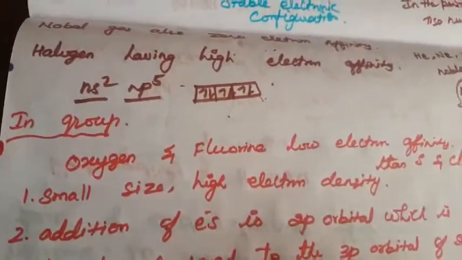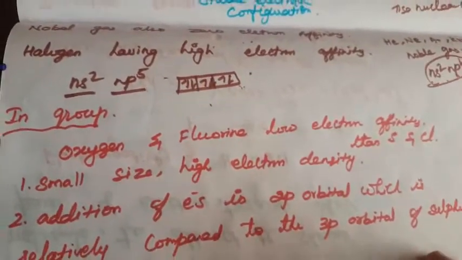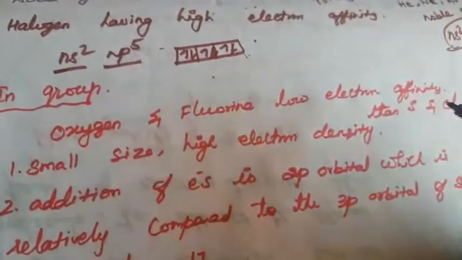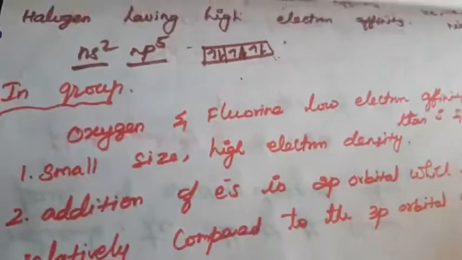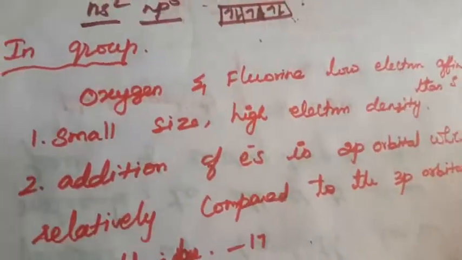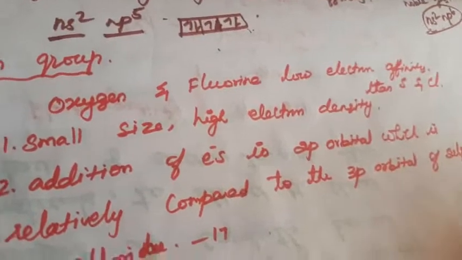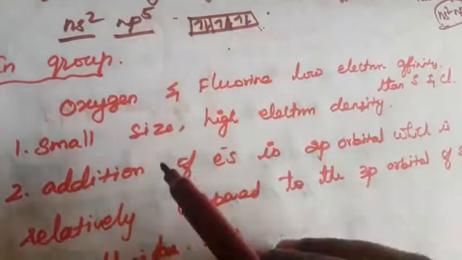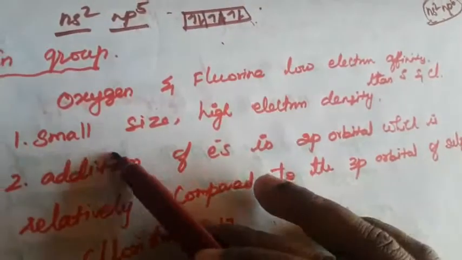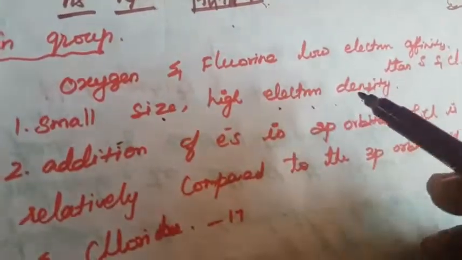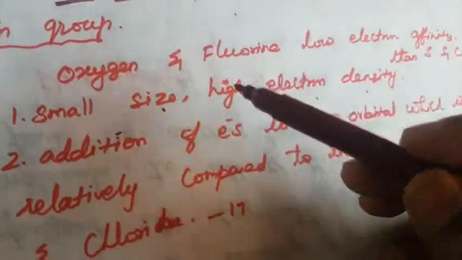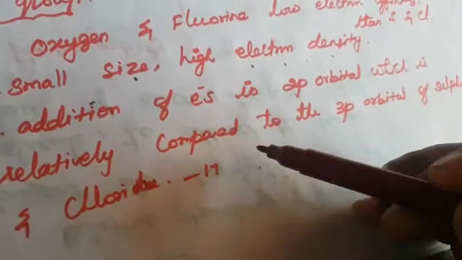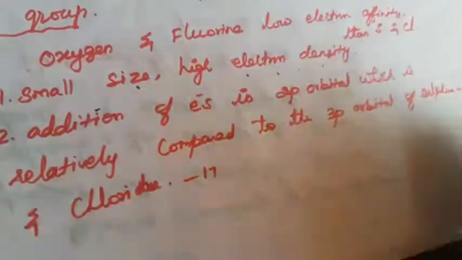So another one, in the group: how does it vary in the group? Oxygen and fluorine have low electron affinity. Another important reasoning question: oxygen and fluorine have low electron affinity when compared to sulfur and chlorine. What is the reason? Oxygen and fluorine are small in size, with high electron density. So the oxygen atom and fluorine atom are small in size. Addition of an electron goes into the 2p orbital, which is relatively small compared to the 3p orbital of sulfur and chlorine.